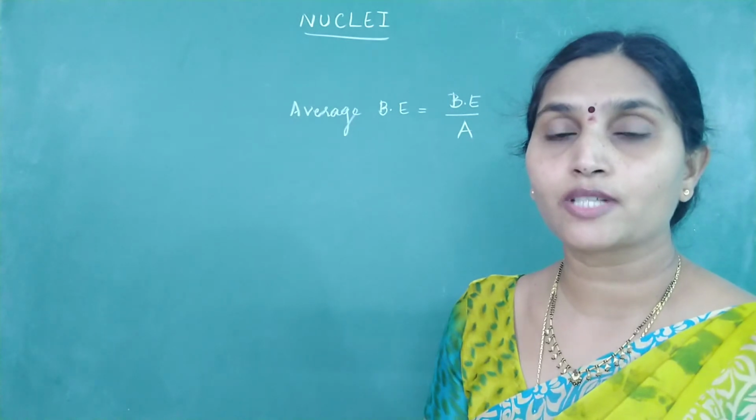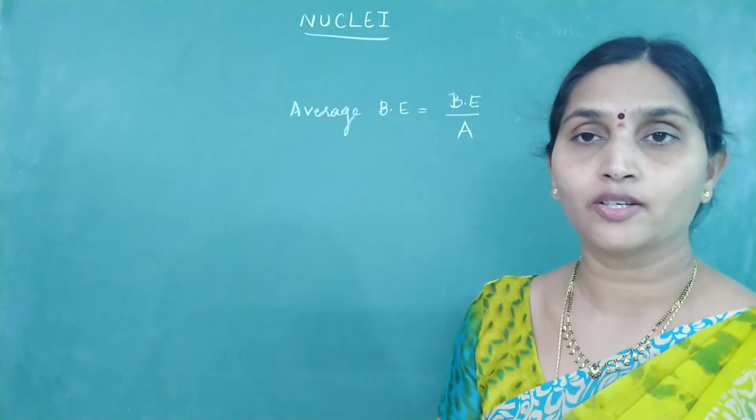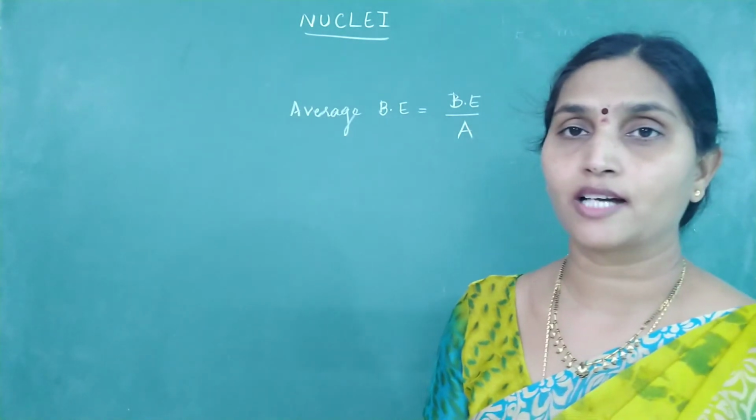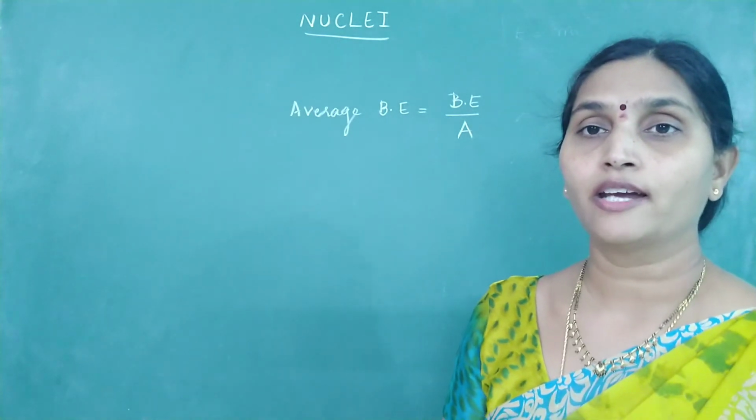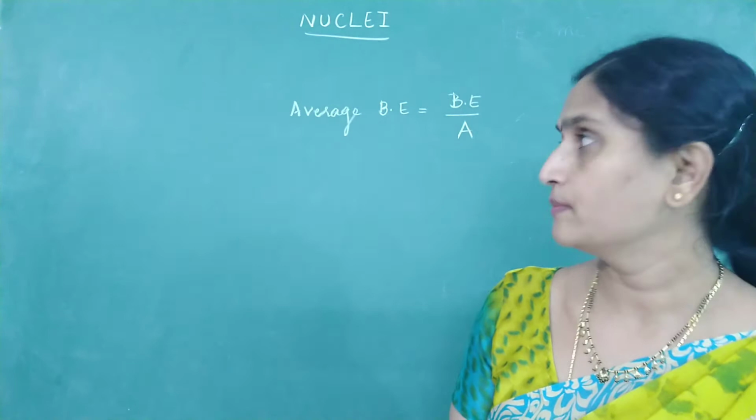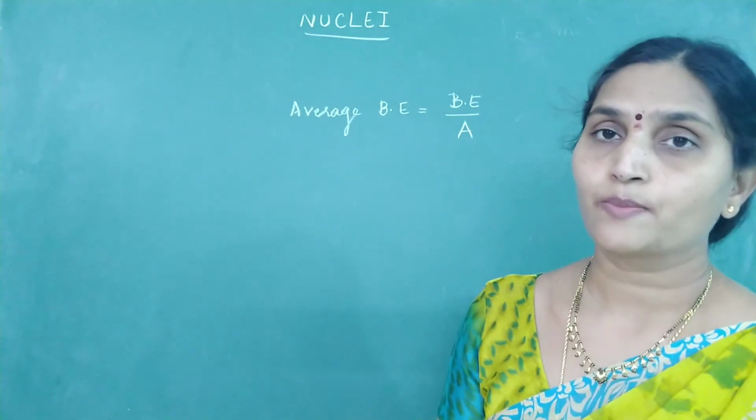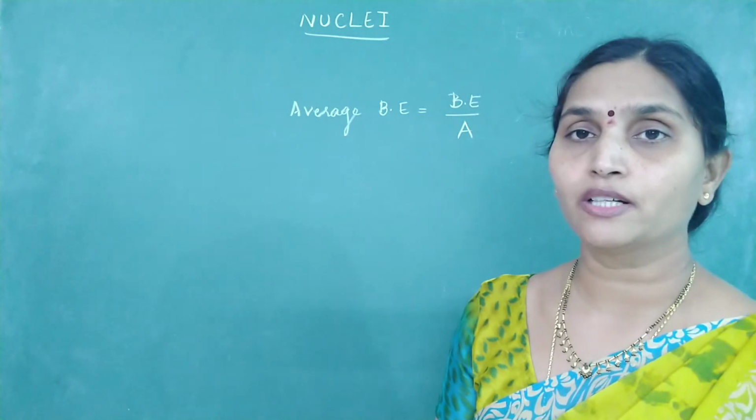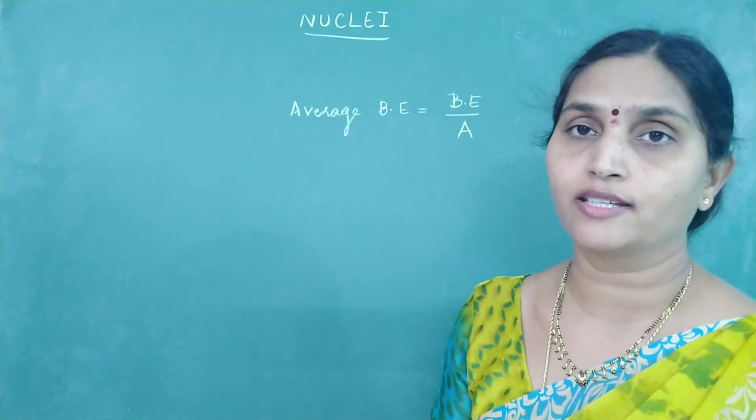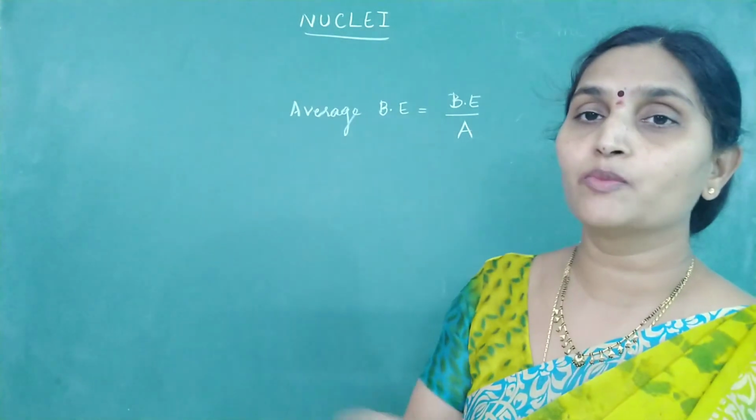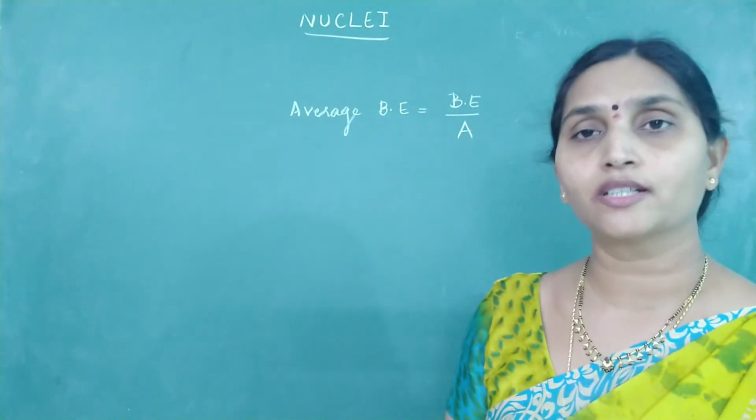It's very difficult to separate the nucleons from the nucleus. If binding energy or average binding energy is less, it is unstable. So even nuclear reactions can be understood by making use of this term, average binding energy. As per the definition, it is binding energy per nucleon. You can also define it as the amount of energy required to remove a nucleon from a bound nucleus.